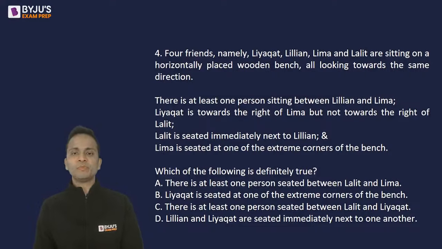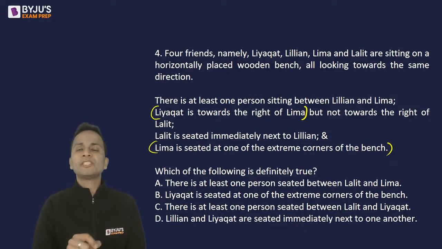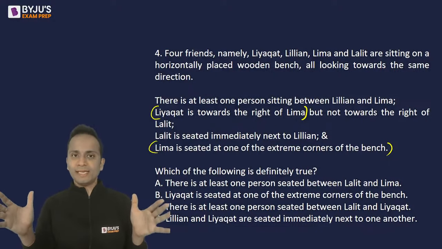So quickly draw the arrangement and find out which of the following statements is definitely correct, definitely true. Okay. Now I will start by combining this statement and this statement. Now Lima is seated at one of the extreme corners. So Lima will be extreme left or extreme right.